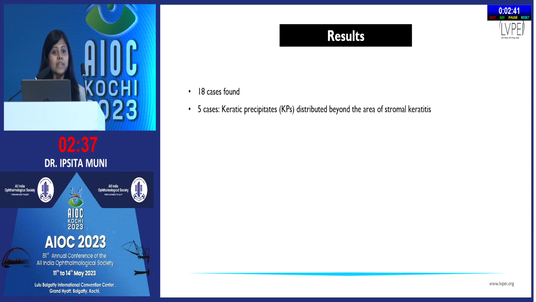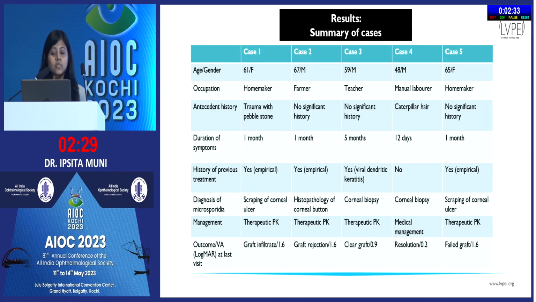So a total of 18 cases were found in which careful review of slit lamp photos revealed keratic precipitates distributed beyond the area of stromal keratitis. So this is just an overview of the cases that we found. 2 of the cases had a history of trauma, one with a pebble stone and one with caterpillar hair. The duration of symptoms ranged from 12 days to 5 months. 4 of the cases had a history of previous treatment. 3 were being treated empirically and 1 was being treated as viral dendritic keratitis.